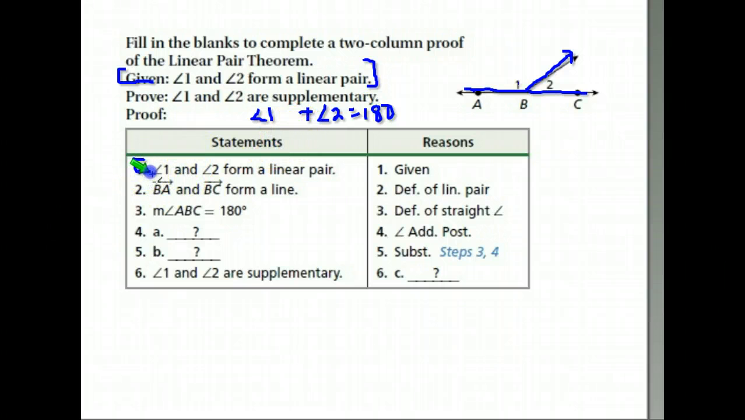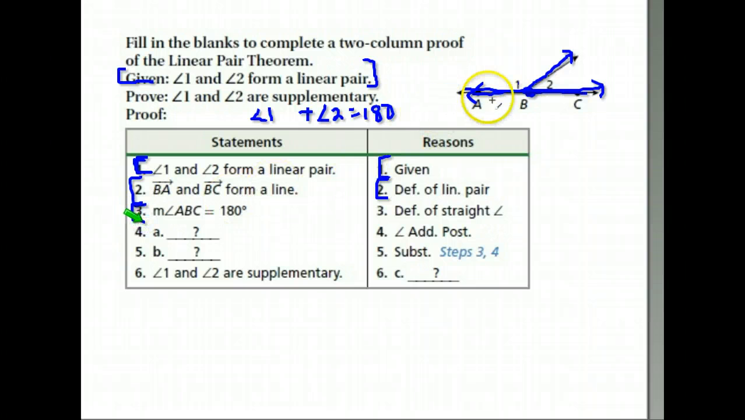Well, they start with, once again, the given information. Angle 1 and angle 2 are a linear pair. That was given to them. BA and BC form a line, so that's where our diagram comes into play. So we can go, well, what's BC and BA? Well, that's the definition of a linear pair. Okay, a linear pair are two angles whose sides are opposite rays.